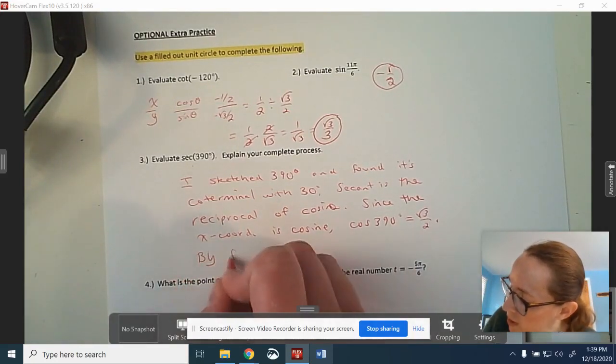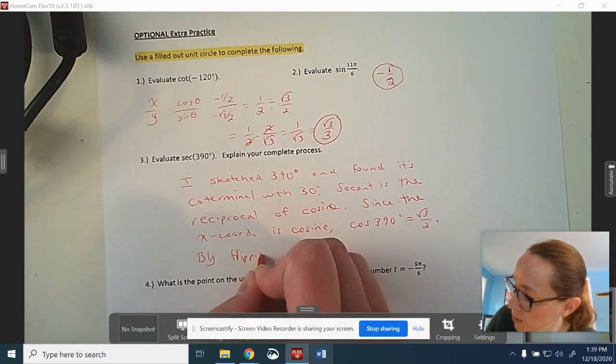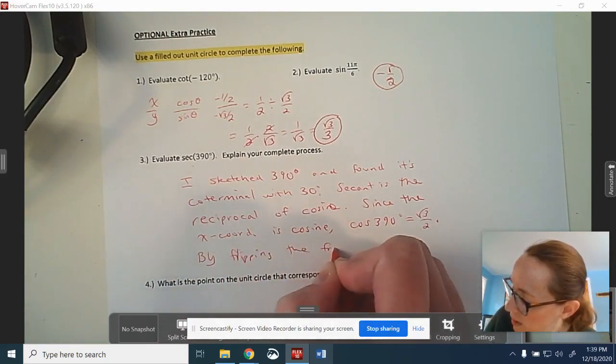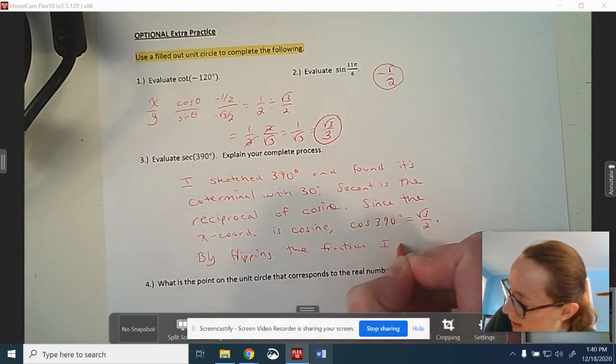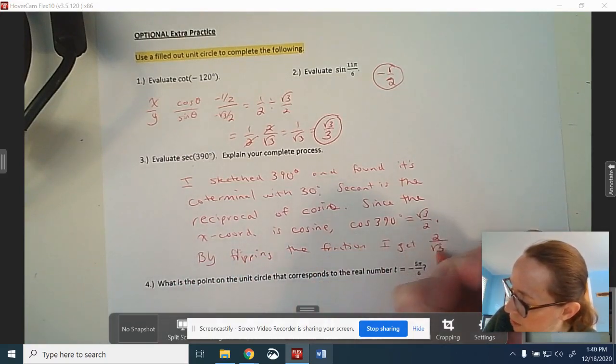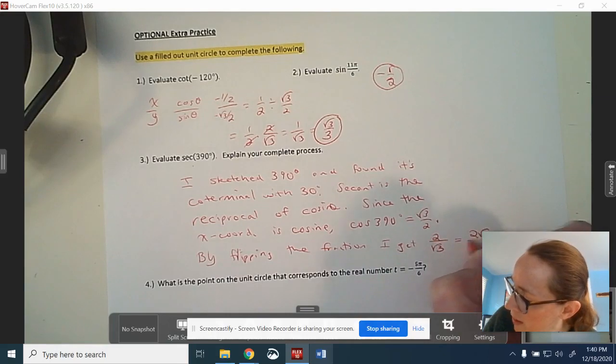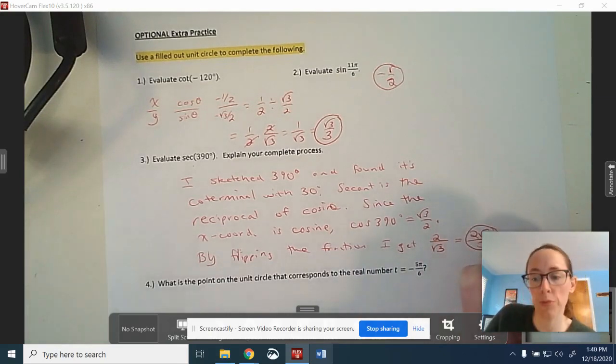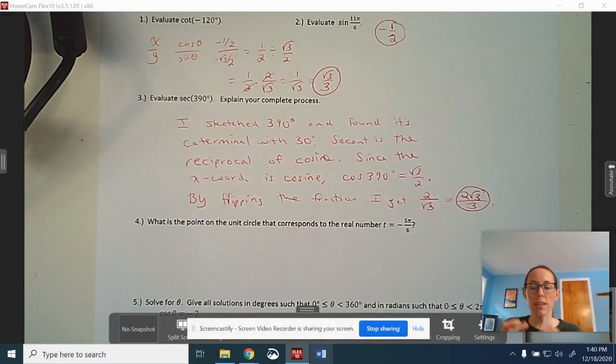By flipping the fraction, you can say by finding the reciprocal, I get 2 over radical 3. You don't have to explain the process for simplifying to get 2 radical 3 over 3 from that. But you do want some explanation of the process here. You certainly don't have to use exactly the wording that I used. But you want to mention that you're using the ordered pair for 30 degrees or pi over 6. You want to mention that you're using cosine's reciprocal. And that should be sufficient.